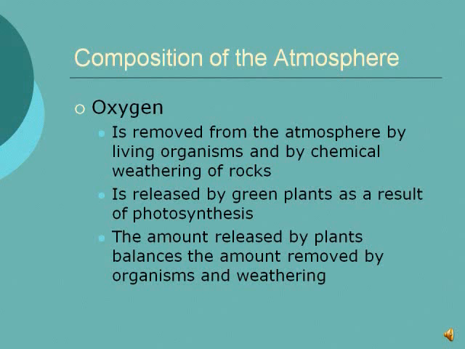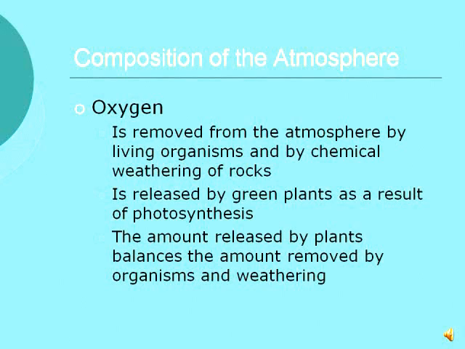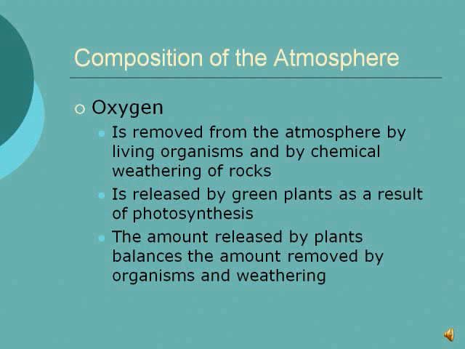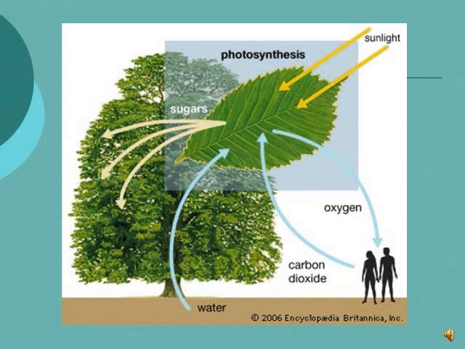Oxygen is removed from the atmosphere by living organisms and by chemical weathering of rocks. It is released by green plants as a result of photosynthesis, and the amount released by the plants balances the amount removed by the organisms and by weathering. Photosynthesis, basically what you're seeing is, up on the upper right-hand side, the sunlight entering into the leaf. The chemical reaction occurs. It has to have sunlight, it's got to have carbon dioxide, and it also has to have water to produce the sugars and the oxygen.